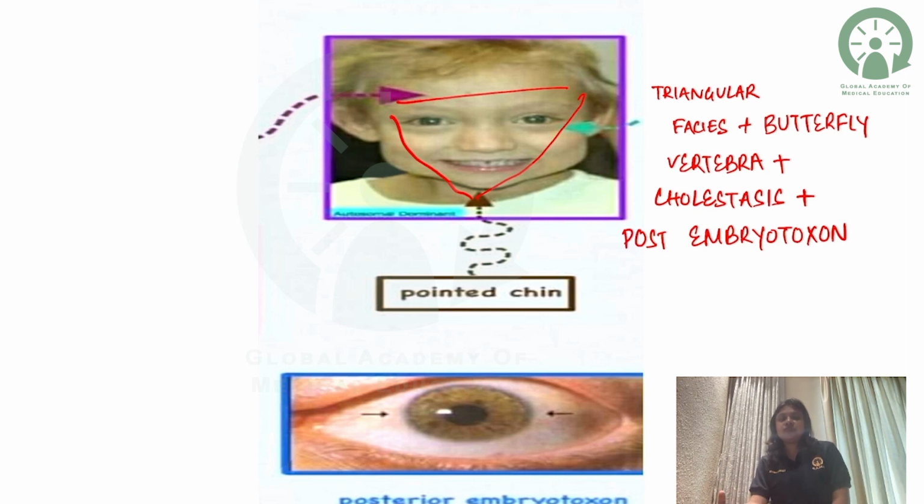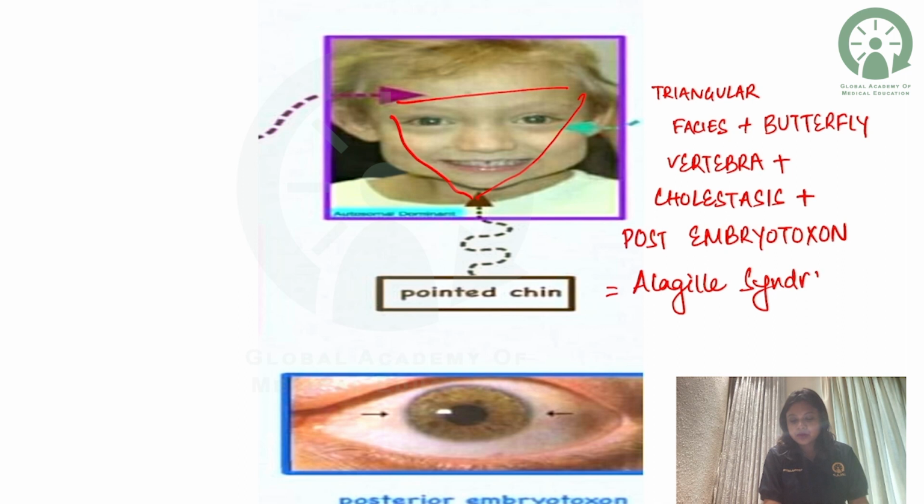Okay, so triangular facies, butterfly vertebra, cholestasis, posterior embryotoxon. So this is a syndromic condition. This is known as the Alagille syndrome, and very, very important. And Alagille syndrome is also going to present with cardiac involvement.